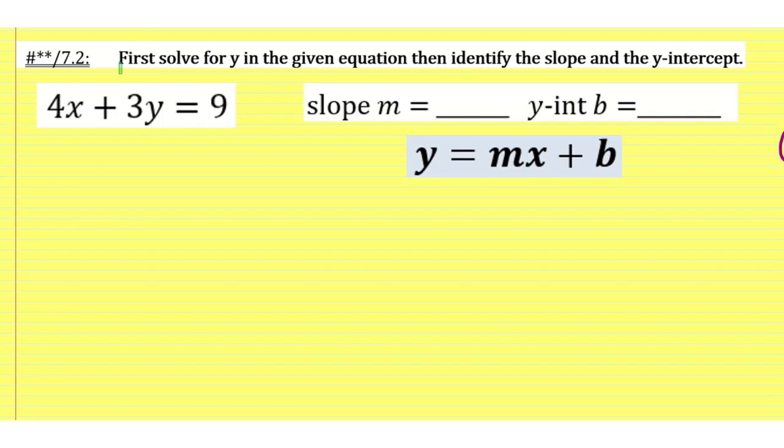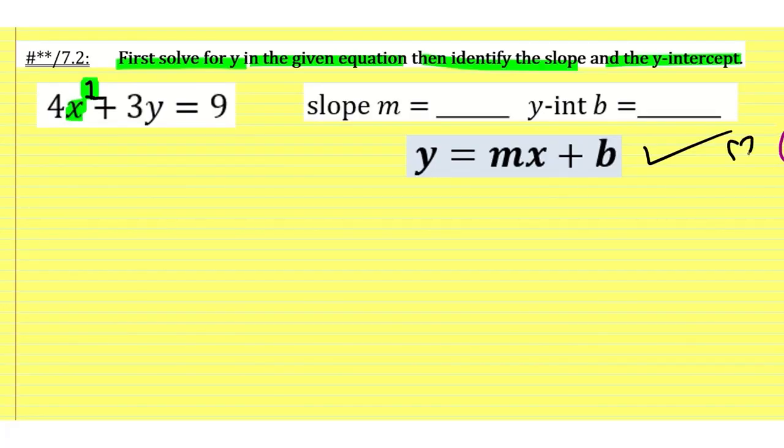Okay, our next instruction says first solve for y in the given equation, then identify the slope and the y-intercept. So remember earlier in the video, I talked about how do we recognize that we're always dealing with a linear equation. And if you remember what we talked about, it is this power on the x variable. If that power right there is an invisible 1, then it confirms that it is a linear equation. So we can use our favorite linear equation. Like I said, this is our favorite. We like this one because it gives us lots of information. That's why we love it so much.